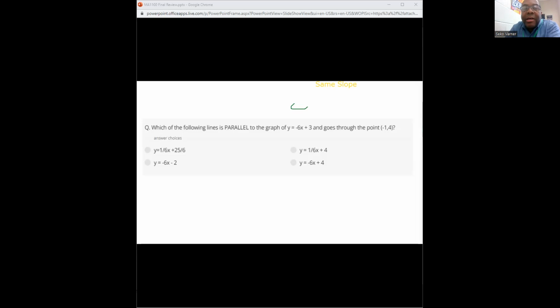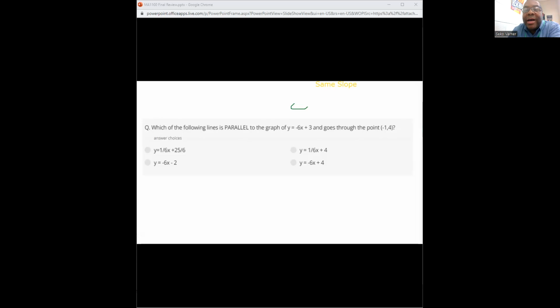I have the same slope, -6. -6 is my slope. It's the same slope, so it's parallel. And it's going through -2, and it goes through my point. So which of the following lines is parallel to the graph? It's parallel, same slope, and goes through the point -1, 4.